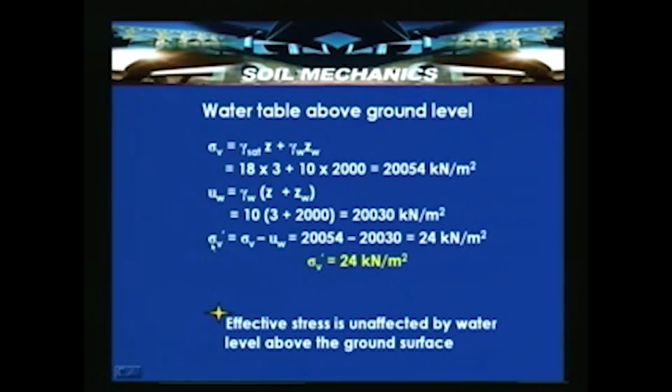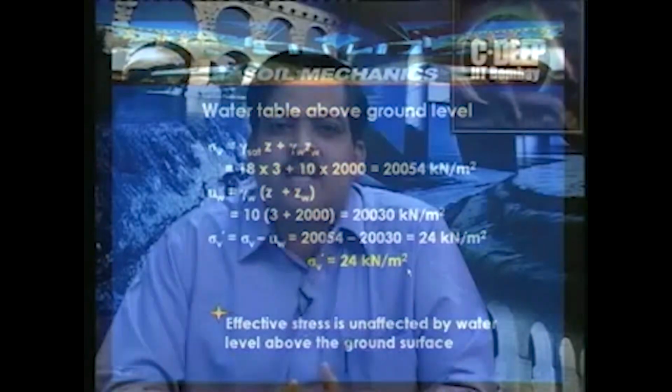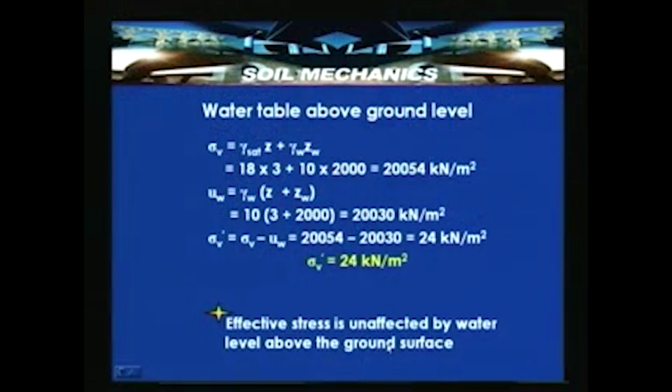The difference, sigma v dash, if you see here, even in the case of deep sea sediments, the effective stress remains unchanged. So, effective stress is unaffected by water level above the ground surface. This is just to demonstrate in case of estuaries and deep sea sediments, estuarine bed and deep sea sediments. As long as the water table is above ground level, if it fluctuates, then effective stress remains unchanged.